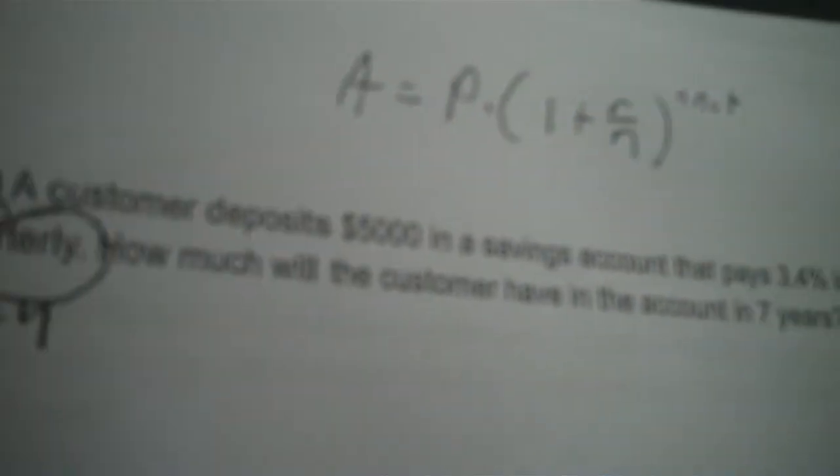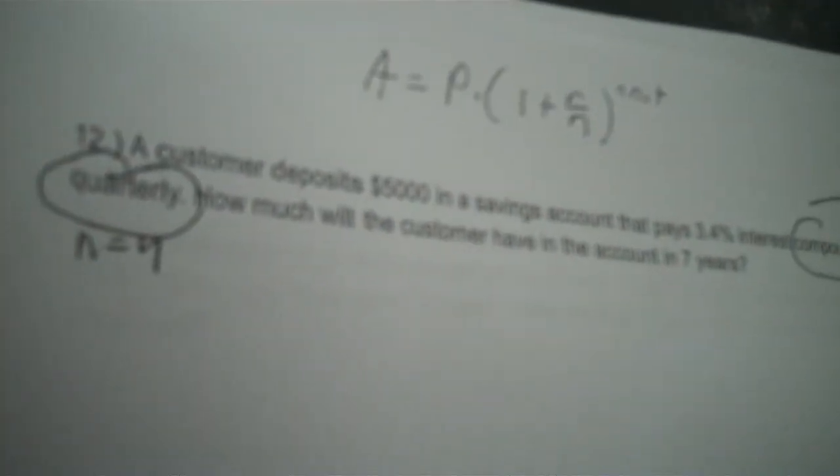Okay, now we have 2 story problems. A customer deposits $5,000 in a savings account that pays 3.4% interest compounded quarterly. How much will the customer have in the account in 7 years? Quarterly means that n equals 4.